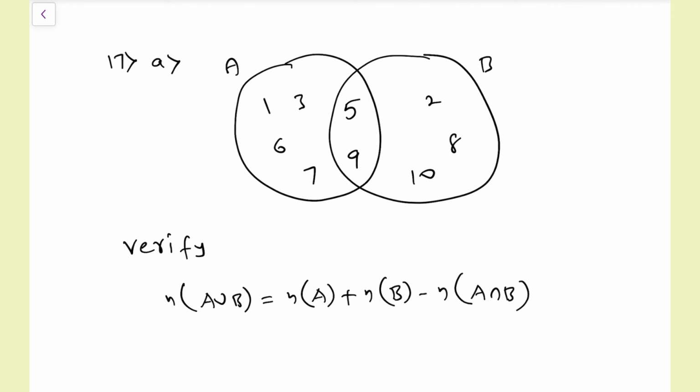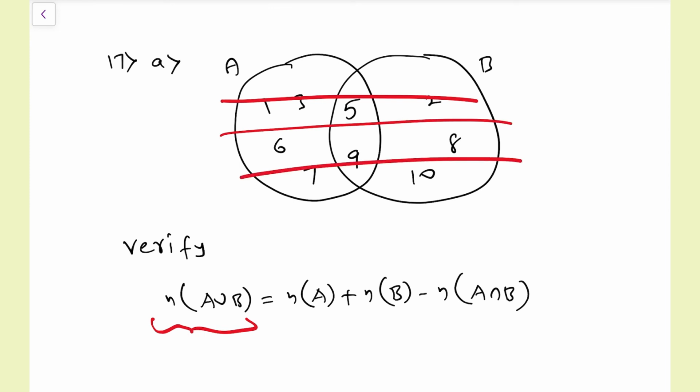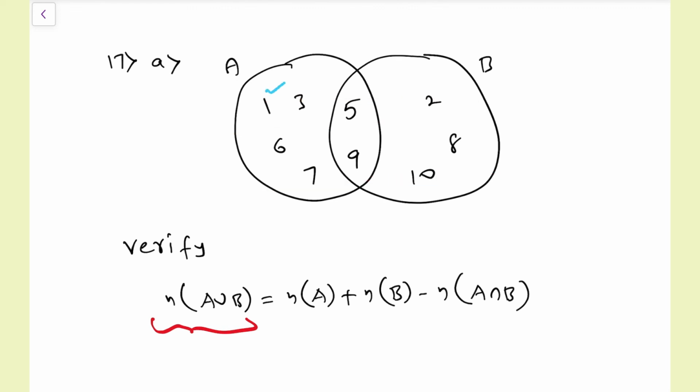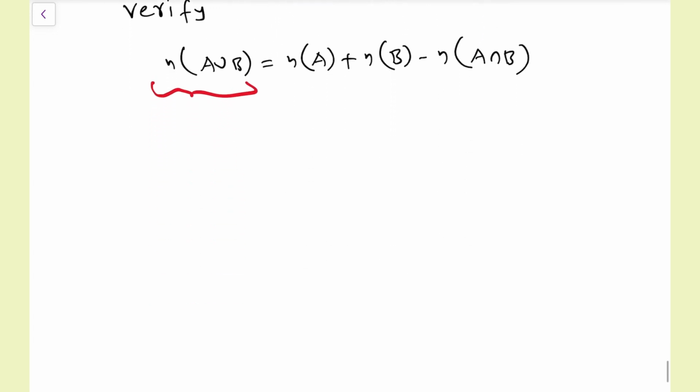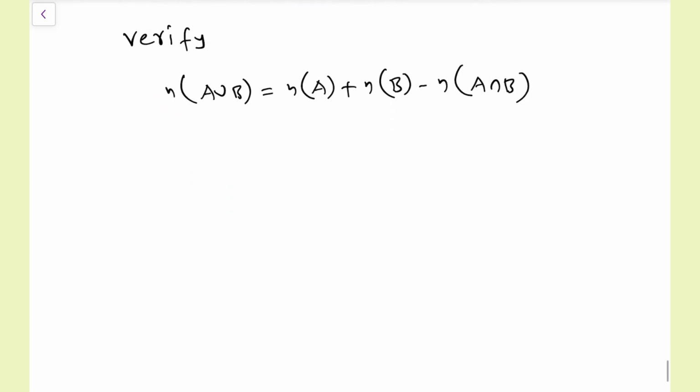Coming to question number 17a. We have a Venn diagram and it is asking us to verify n of a union b equals n of a plus n of b minus n of a intersection b. First of all, n of a union b is nothing but the total elements. It means in this total, how many elements are there? 1 2 3 4 5 6 7 8 9 elements are there. So n of a union b is 9.